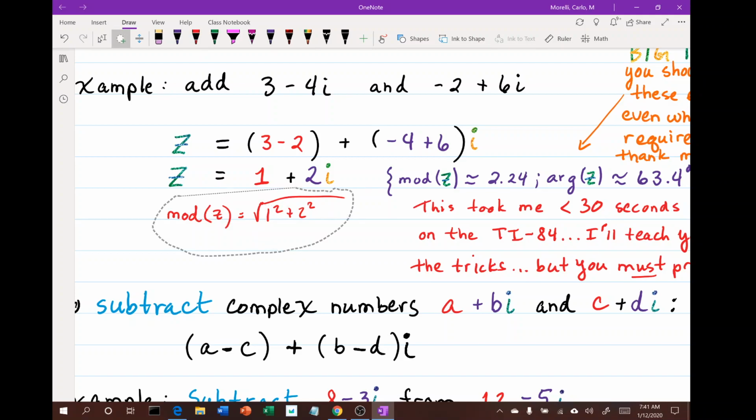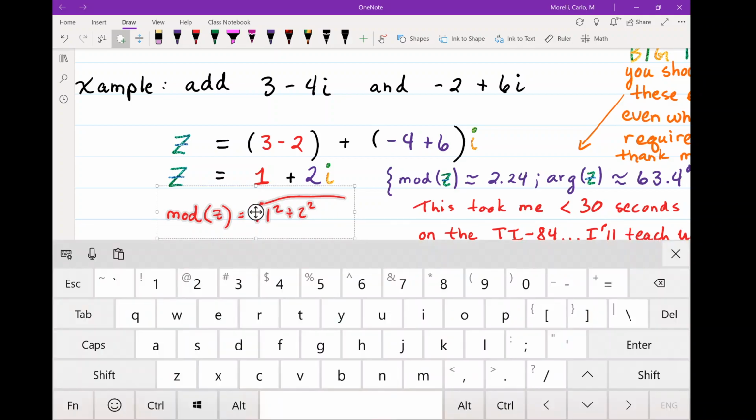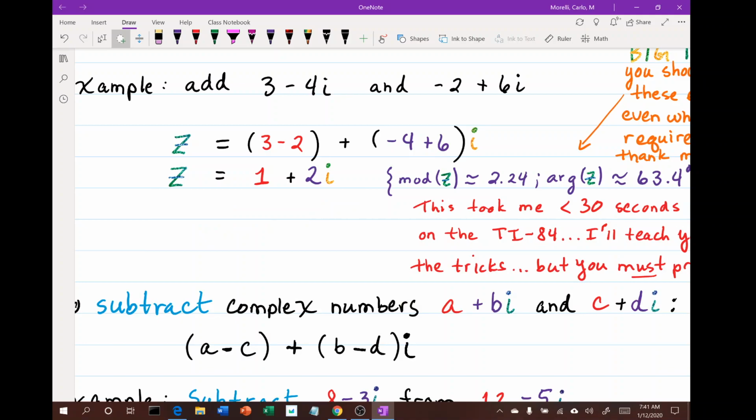And then to find the argument, that is the angle, I just said, all right, this 1 is my a value, and this 2 is my b value, and I know that the a value is the adjacent value, and the b value is the opposite value. And remember, inverse tangent is going to say opposite over adjacent. So I just plug the stuff in.